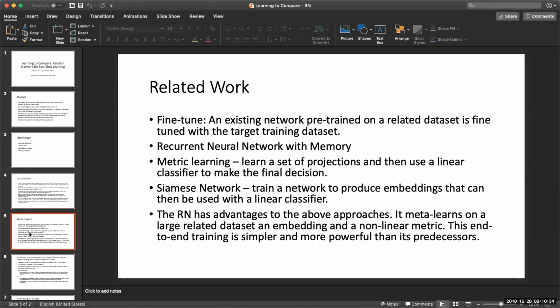So the relation network has advantages over all these approaches I just mentioned. It meta-learns on a large related data set an embedding and a non-linear metric. So the non-linearity is important. And so it's an end-to-end training. It's simple, and it's simpler and more powerful than these predecessors.